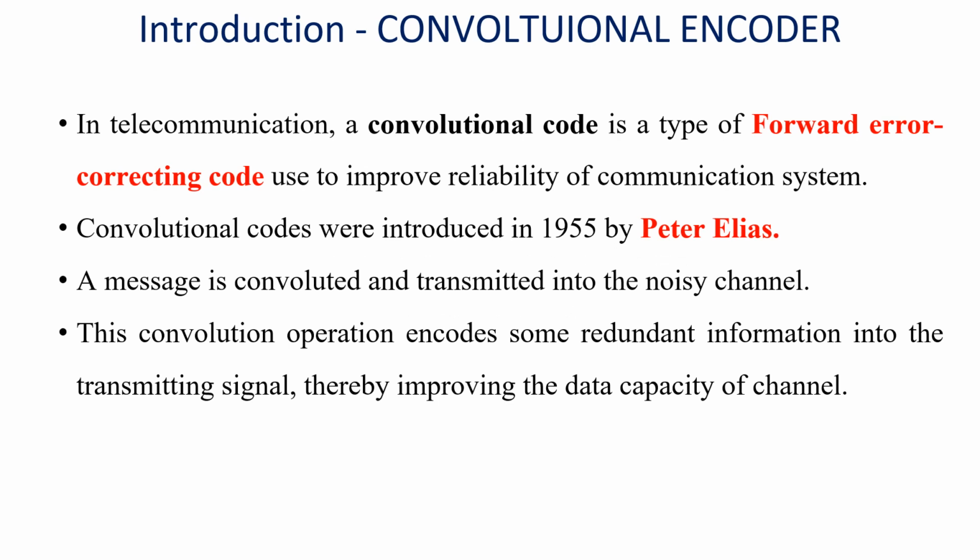So in telecommunication, a convolution code is a type of forward error correcting code, which is used to improve the reliability of communication systems. Convolution codes were introduced in 1955 by Peter Elias. A message is convoluted and transmitted into the noisy channel. At the transmitter, it is convoluted, and at the receiver, the redundant bits which were added due to convolution are extracted in order to find the error position and correct the errors. This convolution operation encodes some redundant information into the transmitting signal, thereby improving the data capacity of the channel.